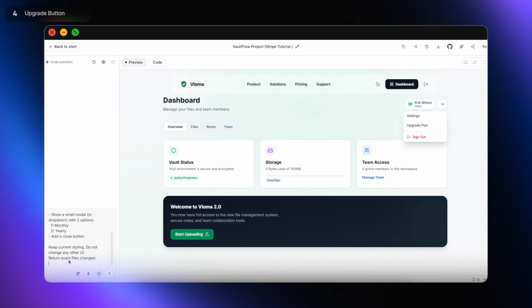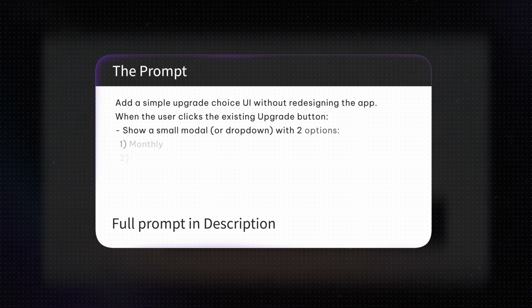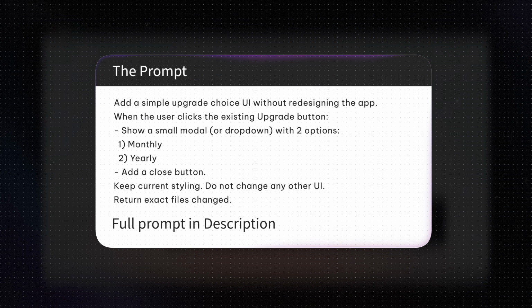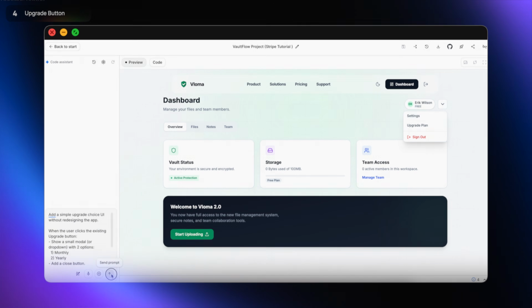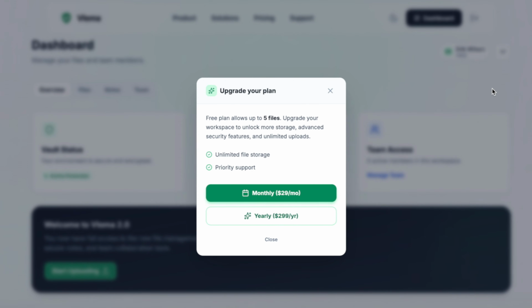I'll use this prompt, which adds a small, clean modal. When the user clicks upgrade, they'll see 2 choices: monthly, yearly, with a simple close button. No design changes, no layout editing, just a clear and easy choice that integrates naturally with the app. I'll run the prompt, and the modal appears exactly where it should. Next, we connect this choice to Stripe.